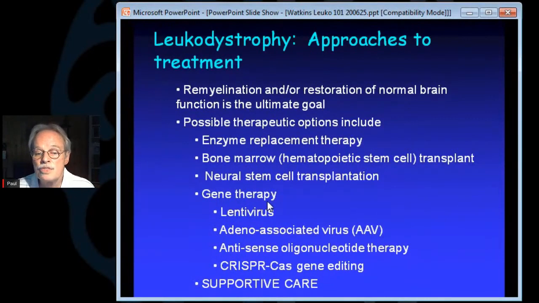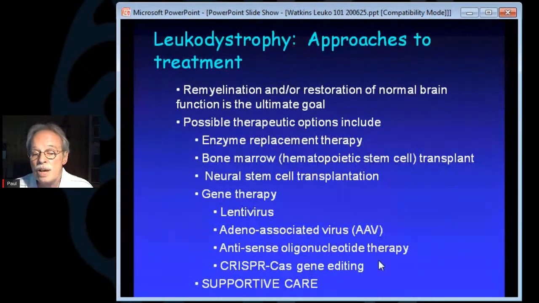There are several forms of gene therapy. There's lentiviral therapy. There's adeno-associated virus therapy. And then there are a couple others that are not associated with viral delivery of the good gene. There's something called antisense oligonucleotide therapy and CRISPR-Cas gene editing, which a lot of scientists think has the best chance for treating a lot of diseases, including leukodystrophies, because you can actually edit the bad piece of the gene out and replace it with a good piece. There are all kinds of technical issues associated with all of these that scientists and clinicians are working very hard to try and solve.